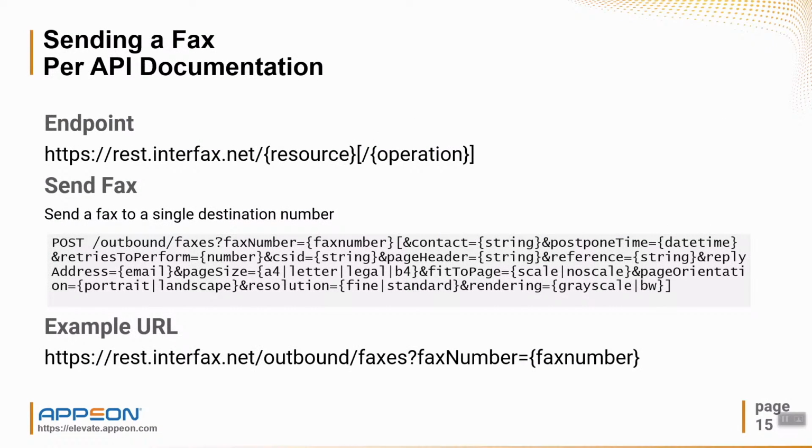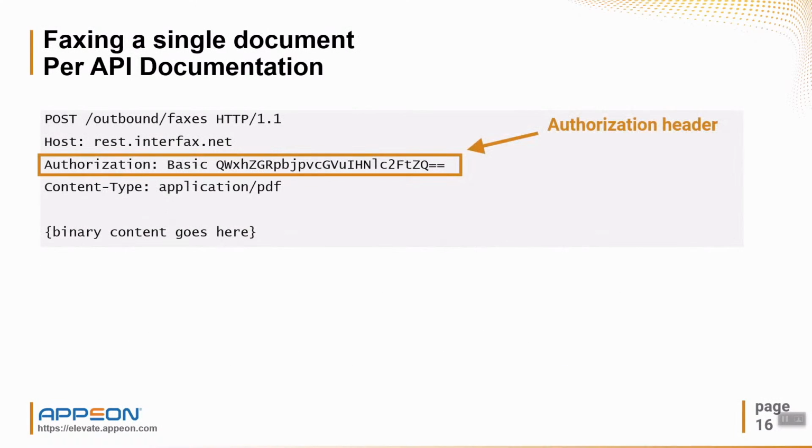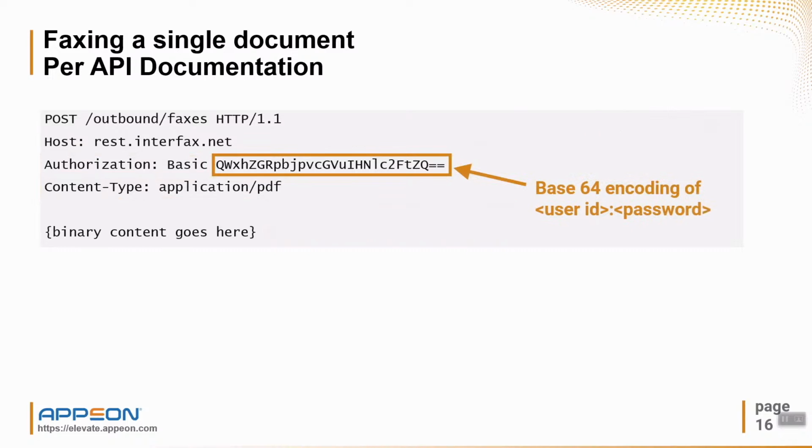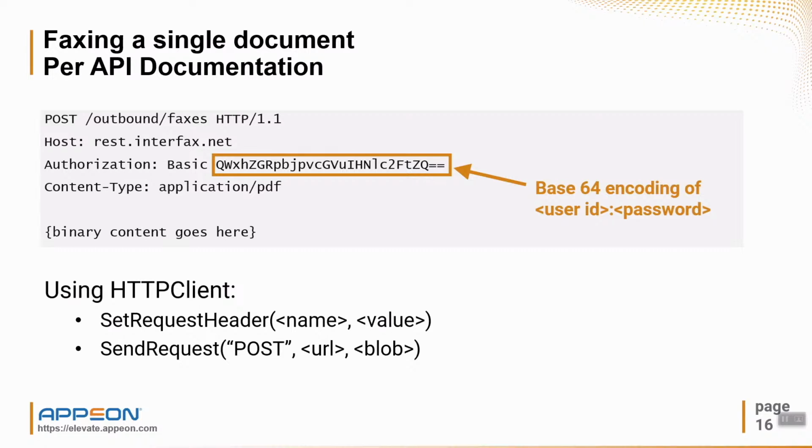So from the documentation, here's how we send a fax. There's the endpoint, there's the query parameters. Here's our authorization header, which means we're going to use basic authentication. We'll talk about that in a second. This is the content type header, or the MIME type, where we define what's going to be in the body, which we will place in a blob variable. For basic authentication, we're going to use base 64 encoding of a string containing the user ID and password separated by a colon. We're going to use HttpClient to set up the request and to send it.